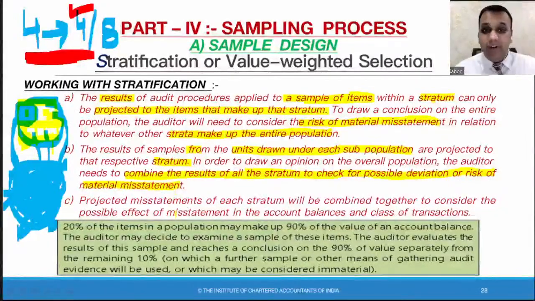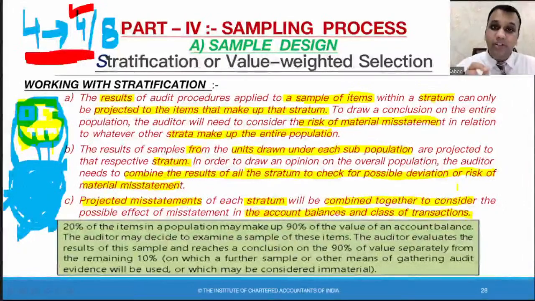And then finally, projected misstatements of each stratum. So misstatements are found at the lowest level, the stratum level. Now all those misstatements would be combined, and we will say these are the misstatements in the population, account balances or classes of transactions, which form up the test of details.